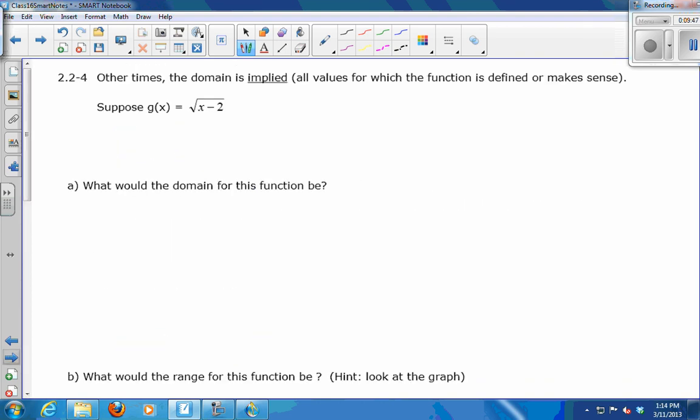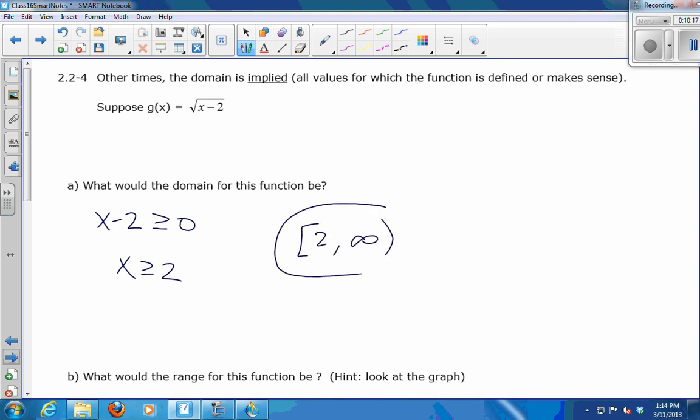Sometimes the domain is implied, which means just all the values that the function makes sense for. So if I have a square root, I have to make sure that I never let the thing under the square root be what? Negative. So I just have to make sure that x minus 2 is never negative. It's always bigger than or equal to 0, which means that x has to be bigger than or equal to 2. That's my domain, 2 to infinity. All the x values that make sense.